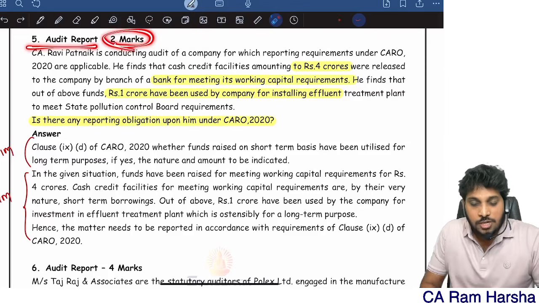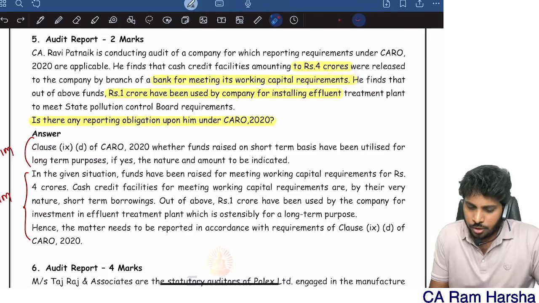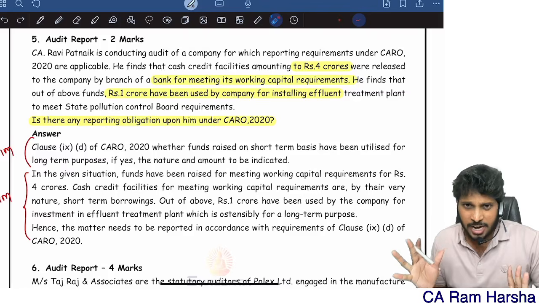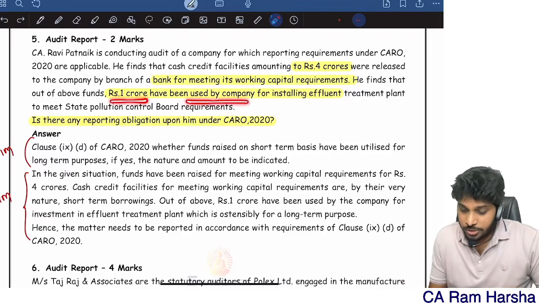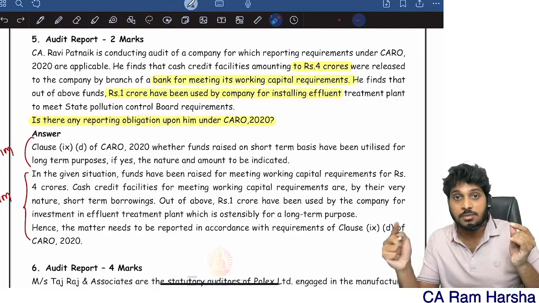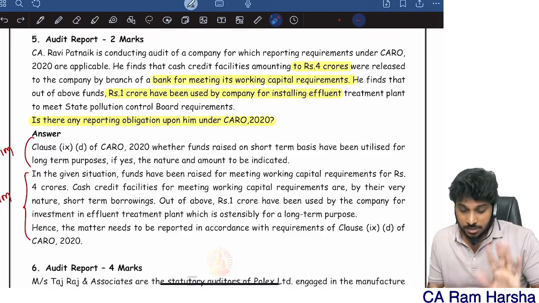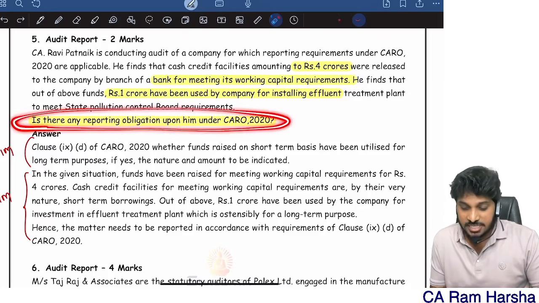Then there is another question which we gave on the audit report chapter, a 2 marks question. 4 crore for meeting working capital requirement, a loan has been obtained by the company. 1 crore is used for some plant and machinery purchase. A working capital loan is used for some other purpose. The purpose for which the loan was borrowed is used for some other purpose. Now what is the question? Is there any reporting obligation under CARO?